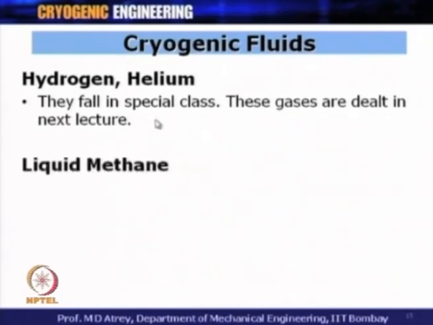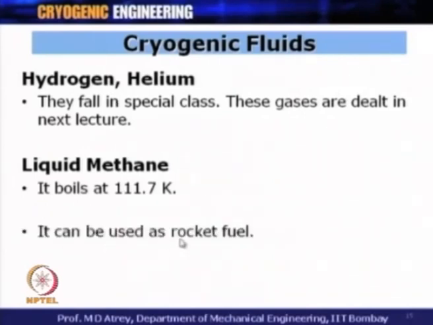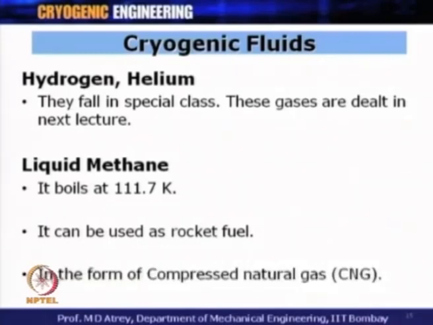Let us talk about other cryogens like liquid methane. Liquid methane has a boiling point of 111.7 Kelvin. It can be used as rocket fuel, and it is also used in the form of compressed natural gas or CNG. You know, CNG is basically mostly methane.